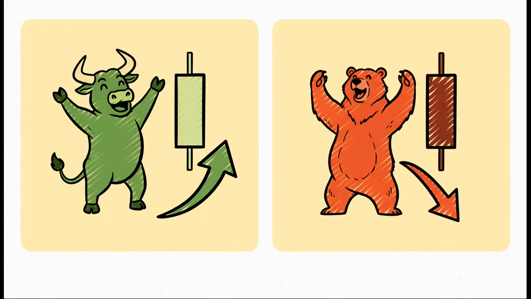Now here's a crucial part, the color code. It's actually incredibly simple. If the body is white or hollow, it means the closing price was higher than the opening price. That's a good day for buyers. They won. If the body is black or filled in, the close was lower than the open. That means the sellers took control and won that day's battle.